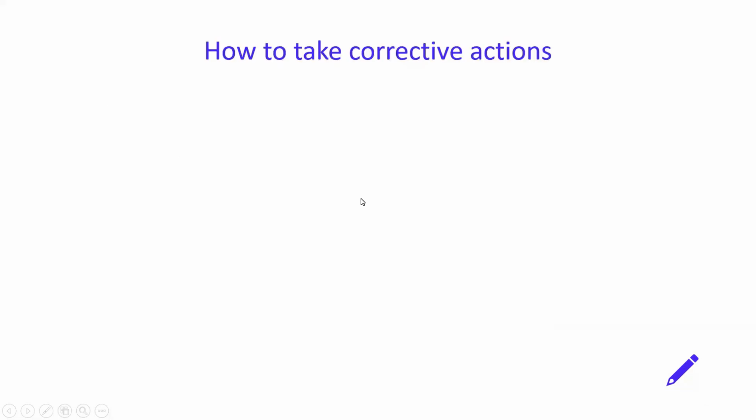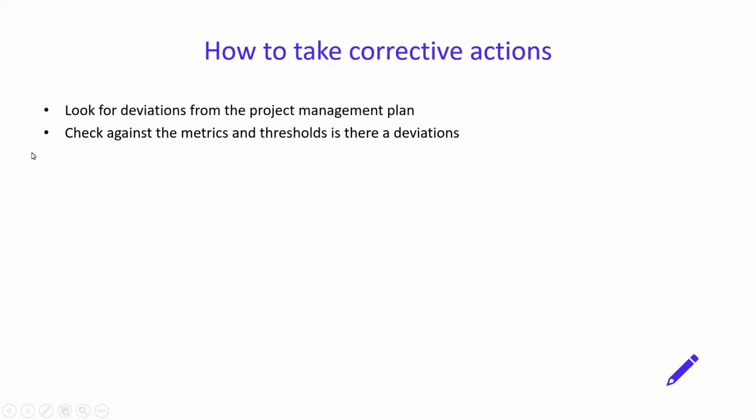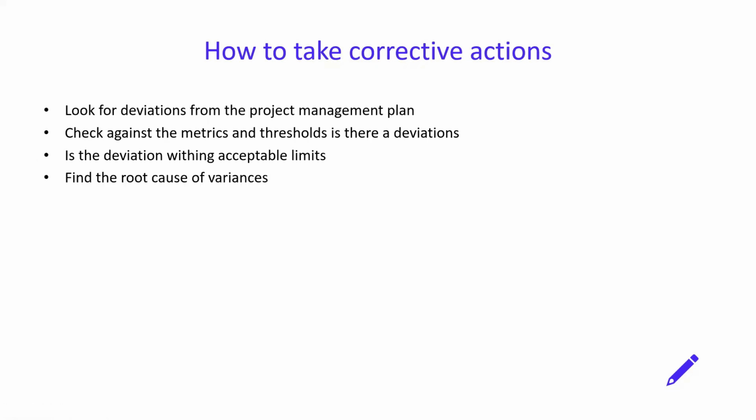So now let's say there are some changes to be taken, how to take corrective actions. You see something's not working, you look for deviations from the project management plan. Check against the metrics and threshold. Is there a deviation? Is this deviation actually alarming? Is the deviation within acceptable limits? Then you don't need to take any action. If it's not acceptable, then find the root cause of the variances. That's how you take the corrective actions.